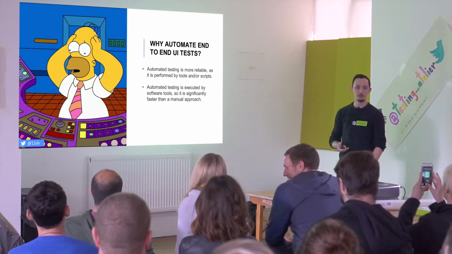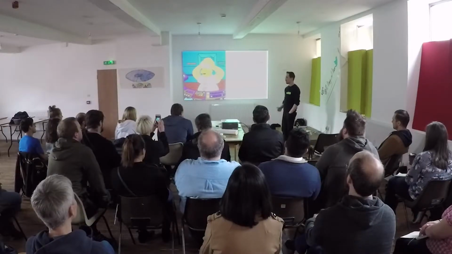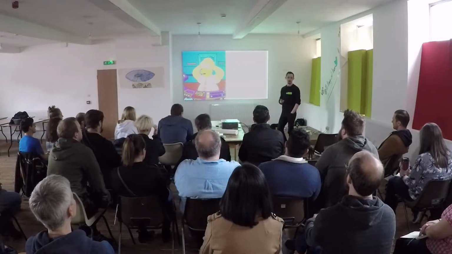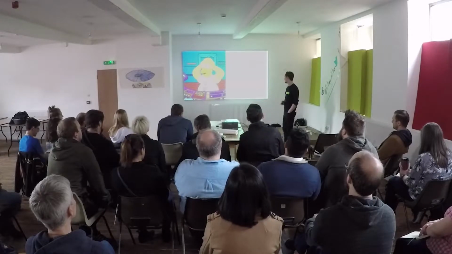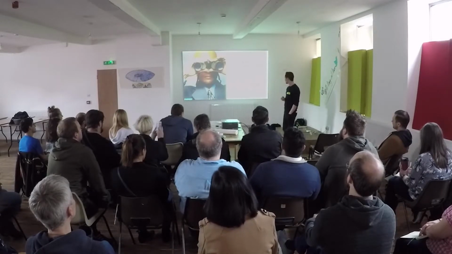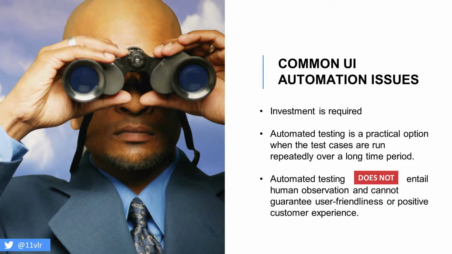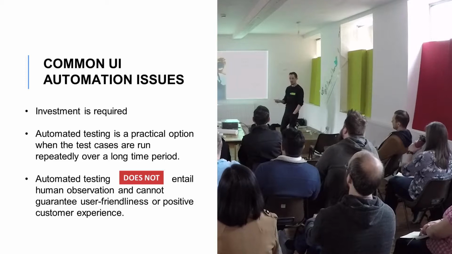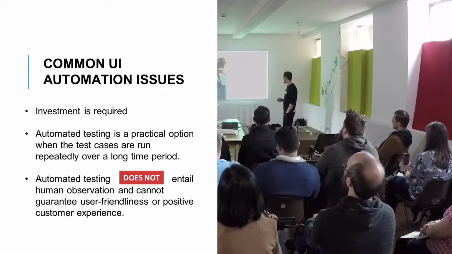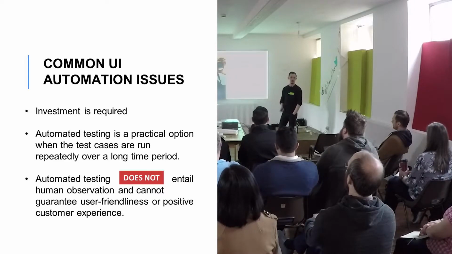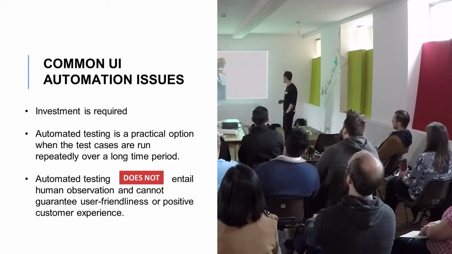So, why automate end-to-end tests? It's a lot more reliable, or can be, as it's performed by tools or scripts, and it's a lot faster as well. Being humans, we make mistakes. Things generally take a lot longer. But there's a lot of common automation issues. A lot of investment is required to get your staff up to speed, to use new frameworks and tools, to get on board with this new framework or tool that you're using. And it's practical when you're going to rerun the same test cases. If they're throwaway tests, then it's probably pointless. So you invest a lot of time in something that's just going to be thrown away.